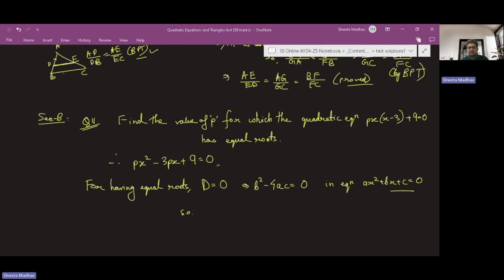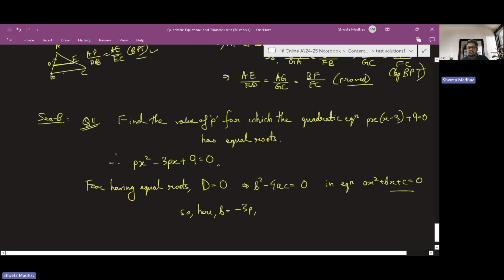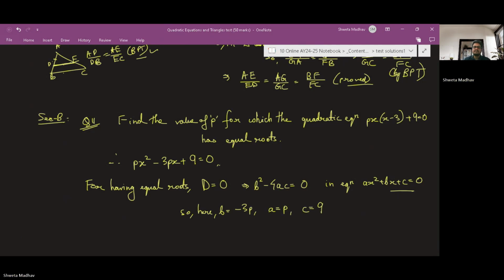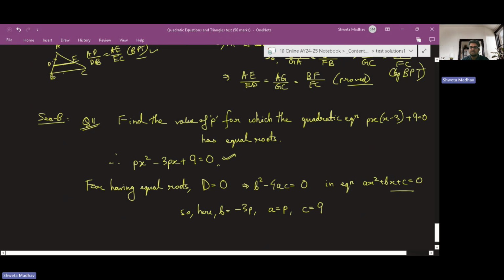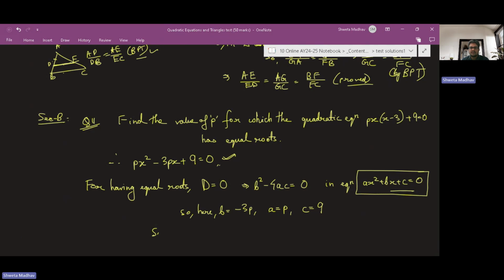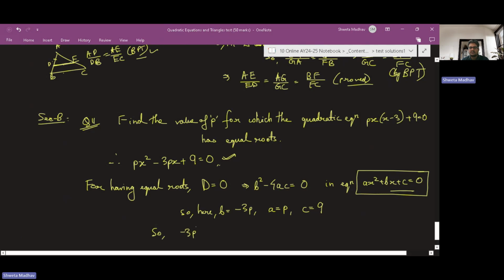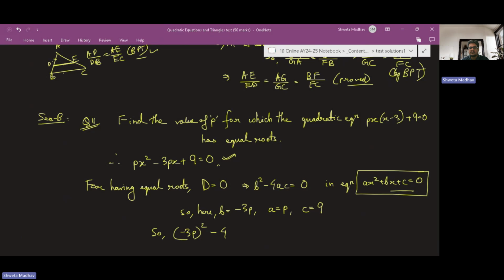So here you can see that the value of b is minus 3p, a is p, and c is 9, if we compare the given equation with the general form of the quadratic equation. So it means minus 3p whole square minus 4ac, meaning minus 4p into 9, should be equal to 0.